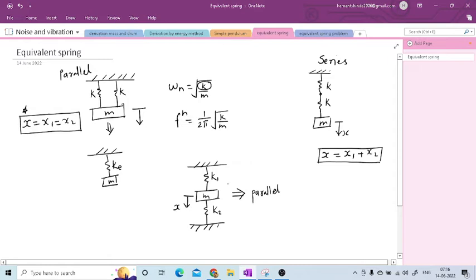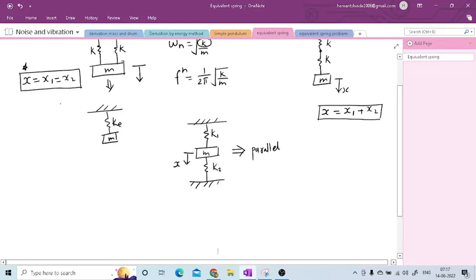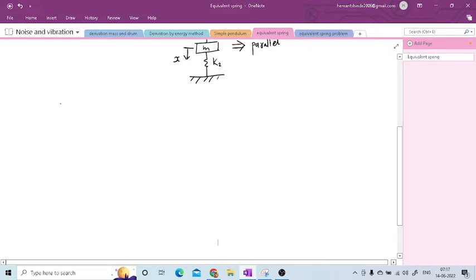Okay. So with the help of this deflection, that is x is equal to x1 is equal to x2, that combination is parallel combination. Means in parallel combinations, the deflection of each spring is same. Okay. Now we'll determine the formula for series and parallel combination. So this is the derivation of series and parallel combination. First I'll consider the series combination, and simultaneously on the right side I'll do the parallel combination.